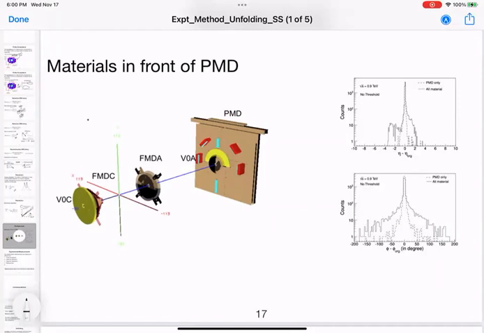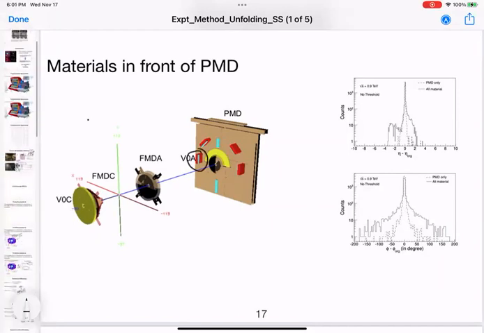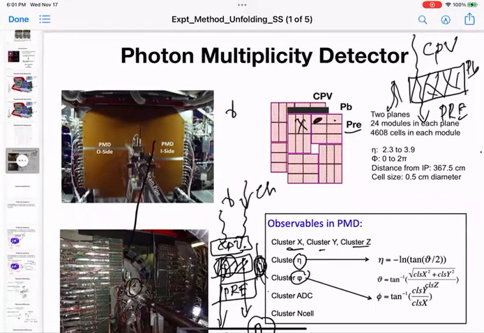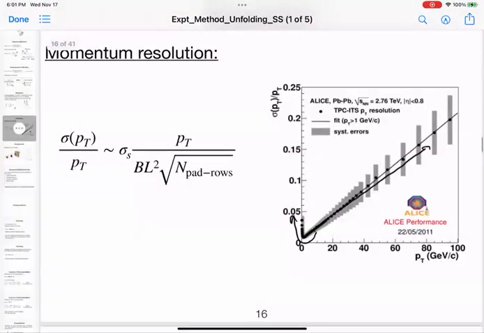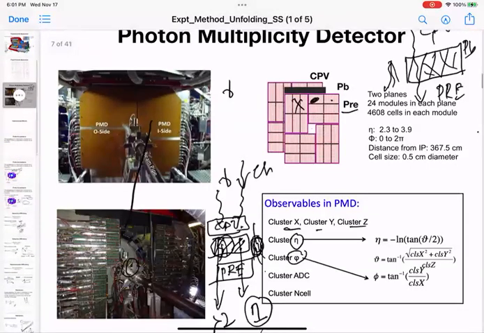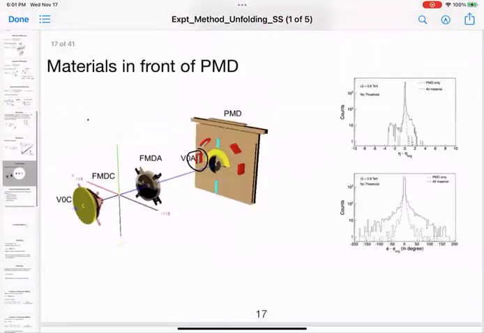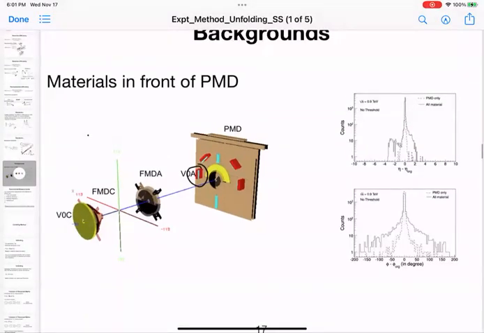It's also very important. Here, I'm showing an example of the PMD. If you look at the PMD, in front of it there are various detectors. For example, there is V0. If you look at the real picture of the PMD, you can see there are many materials in front of it. So the photons or the particles that are going towards the PMD can hit the other detectors, and those interactions can cause something like background in our measurement.